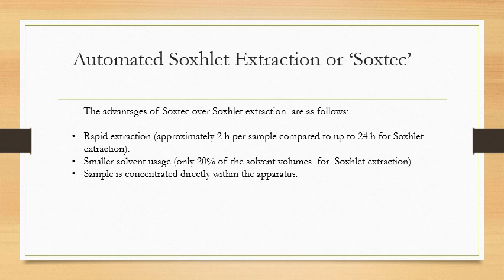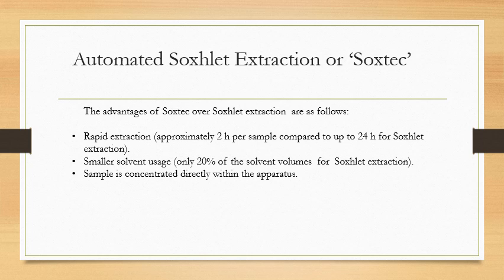Then the advantages of Soxtec over Soxhlet extraction are as follows. Automated Soxhlet extraction, or Soxtec, has several advantages. The first advantage is rapid extraction, approximately 2 hours per sample compared to up to 24 hours for Soxhlet extraction. So the first advantage of Soxtec is rapid extraction.